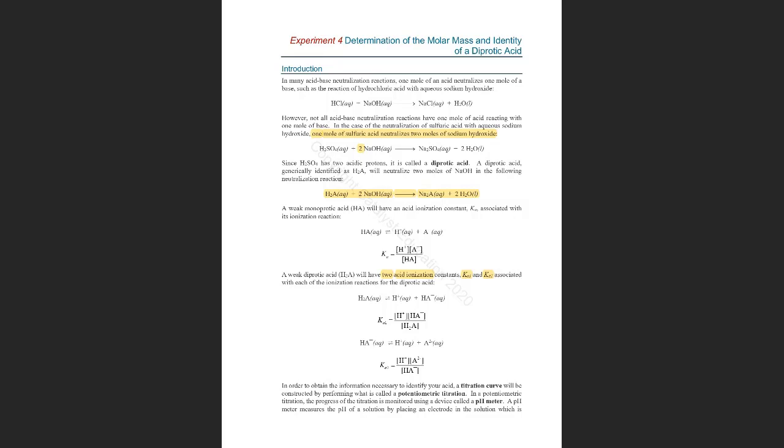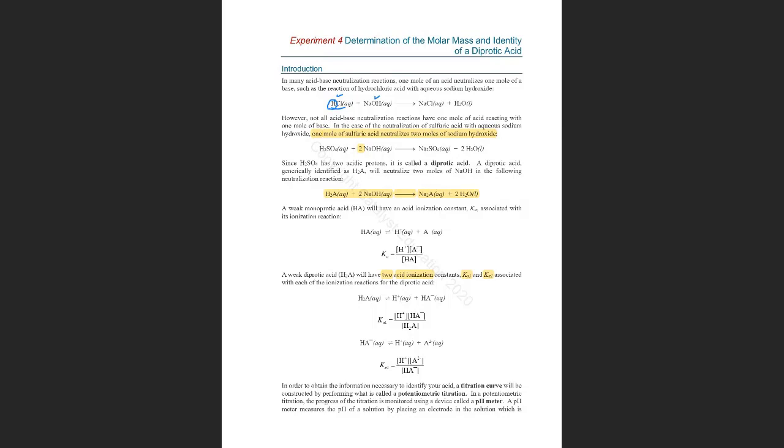Okay, so here we have a little introduction page, as they always give us a little background of the experiment. The introduction page shows us that not all acids have only one acidic proton to titrate. Here is a similar case, a strong acid, but it's monoprotic. It has only one acidic proton. In this reaction, 1 mole of sodium hydroxide reacts with 1 mole of hydrochloric acid.